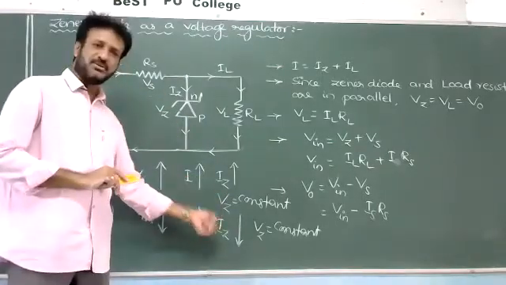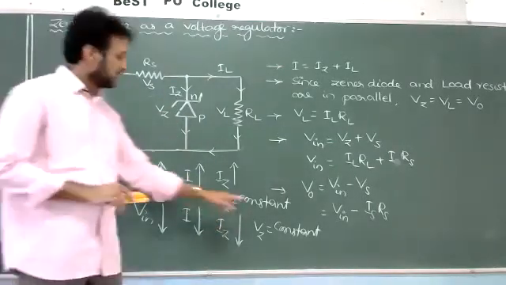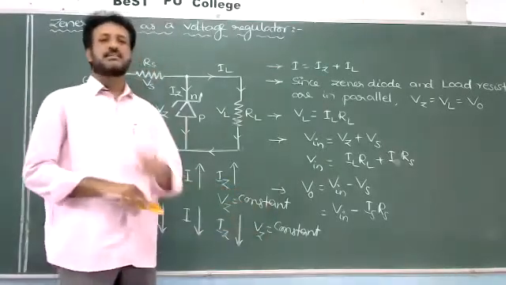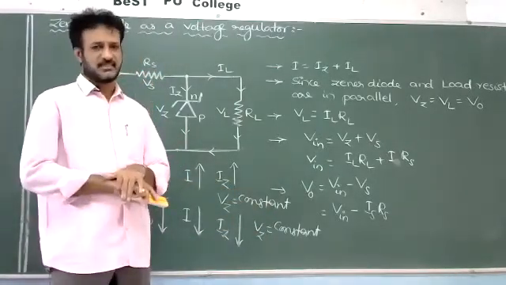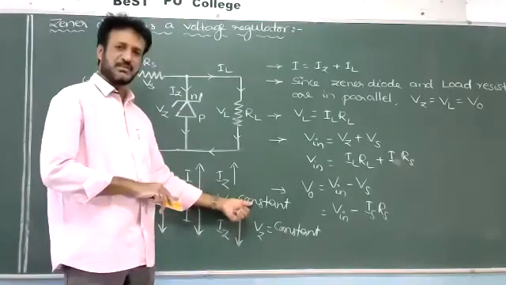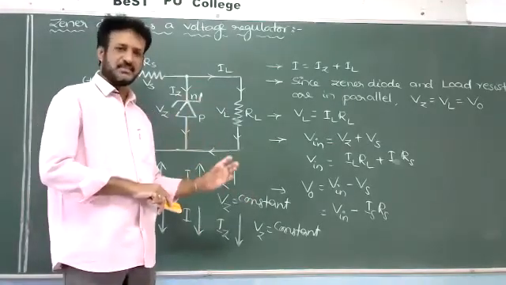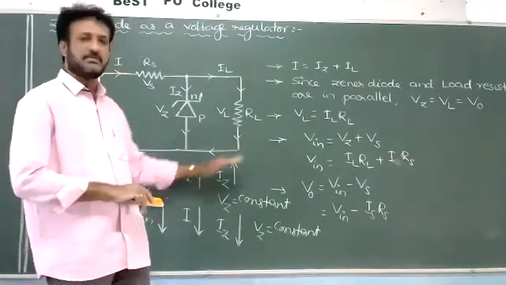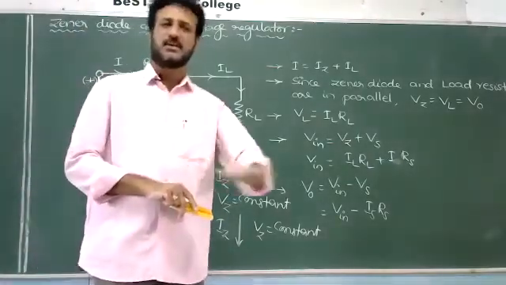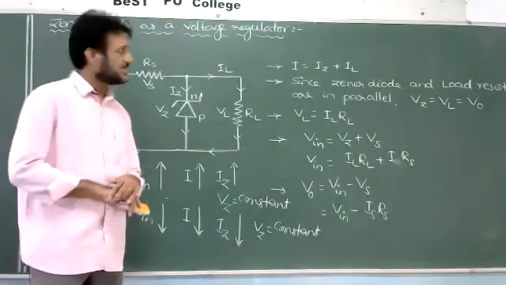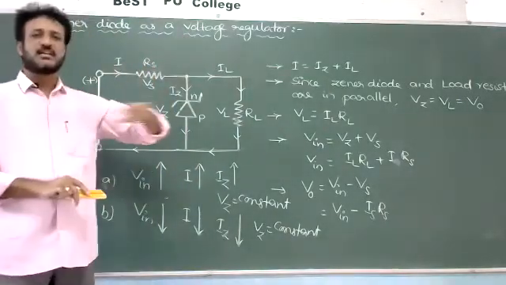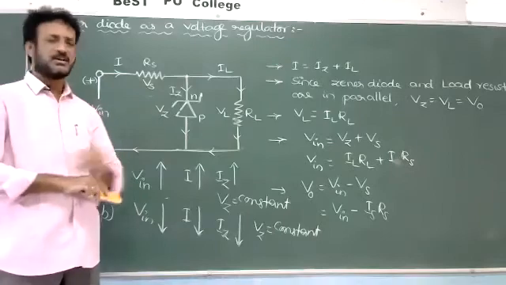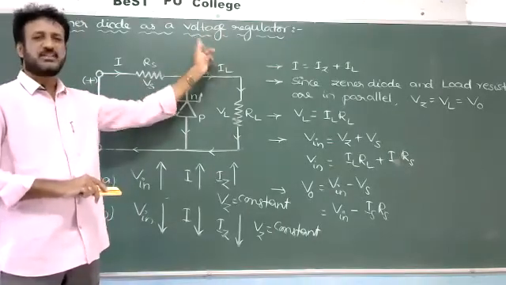Second case, current through the Zener diode decreases. But in both the cases, voltage across the Zener diode remains constant. So the same constant voltage can be taken across the load resistance as output. That's why in this way the Zener diode can maintain the voltage constant always, and hence it acts like a voltage controller or a voltage stabilizer or a voltage regulator, that you have to write.